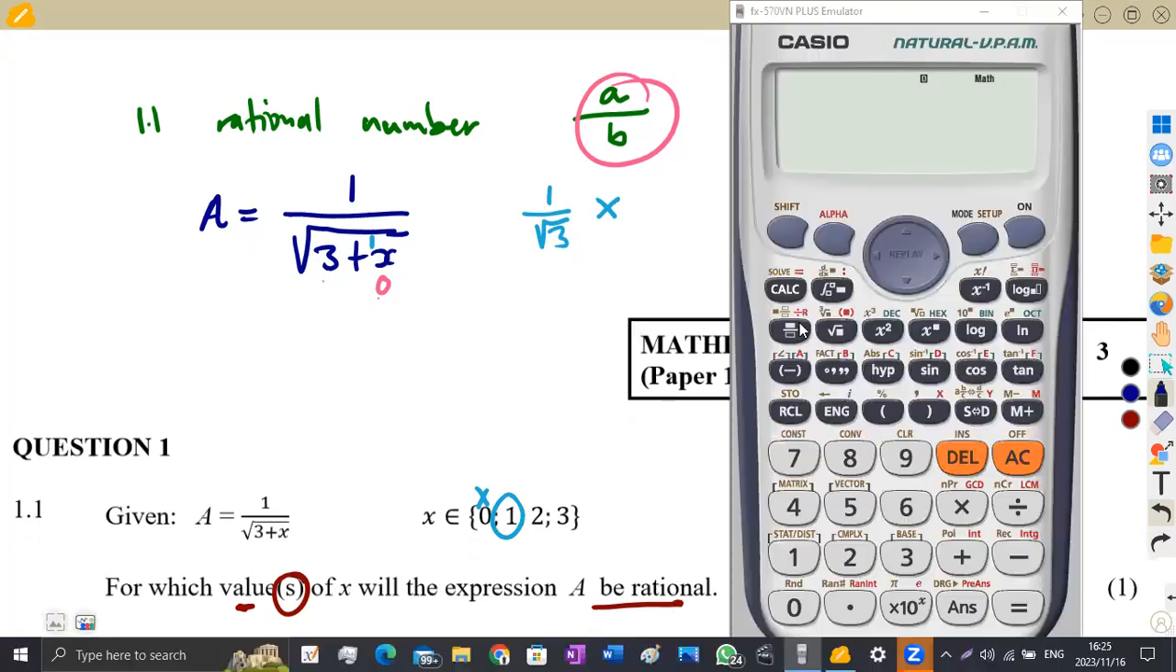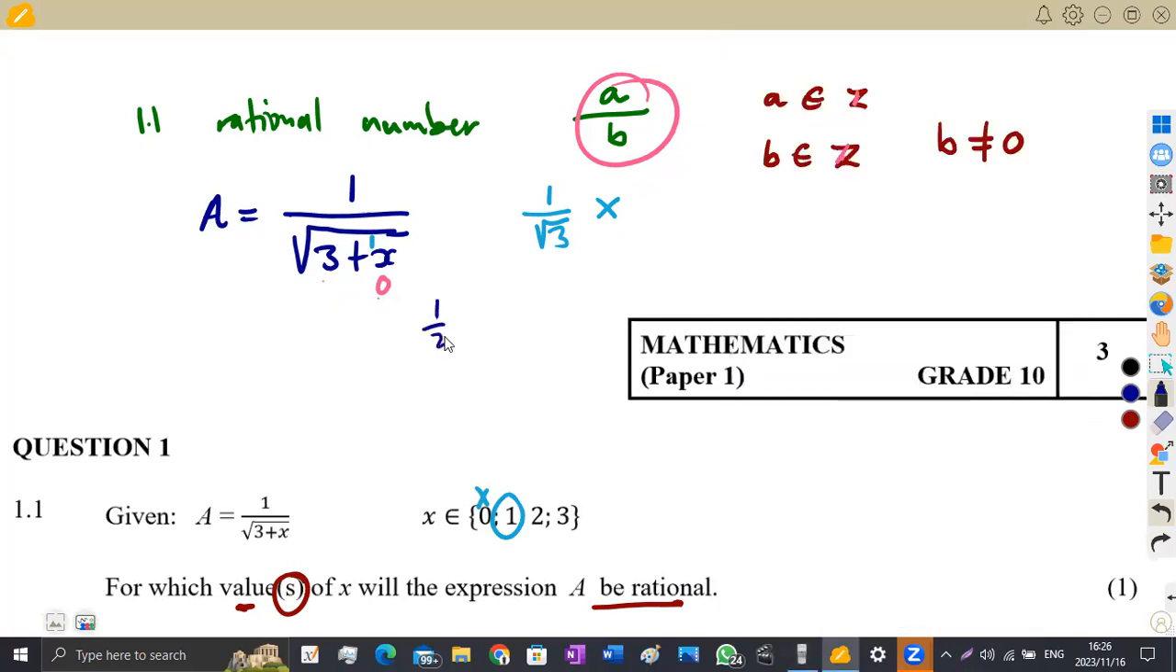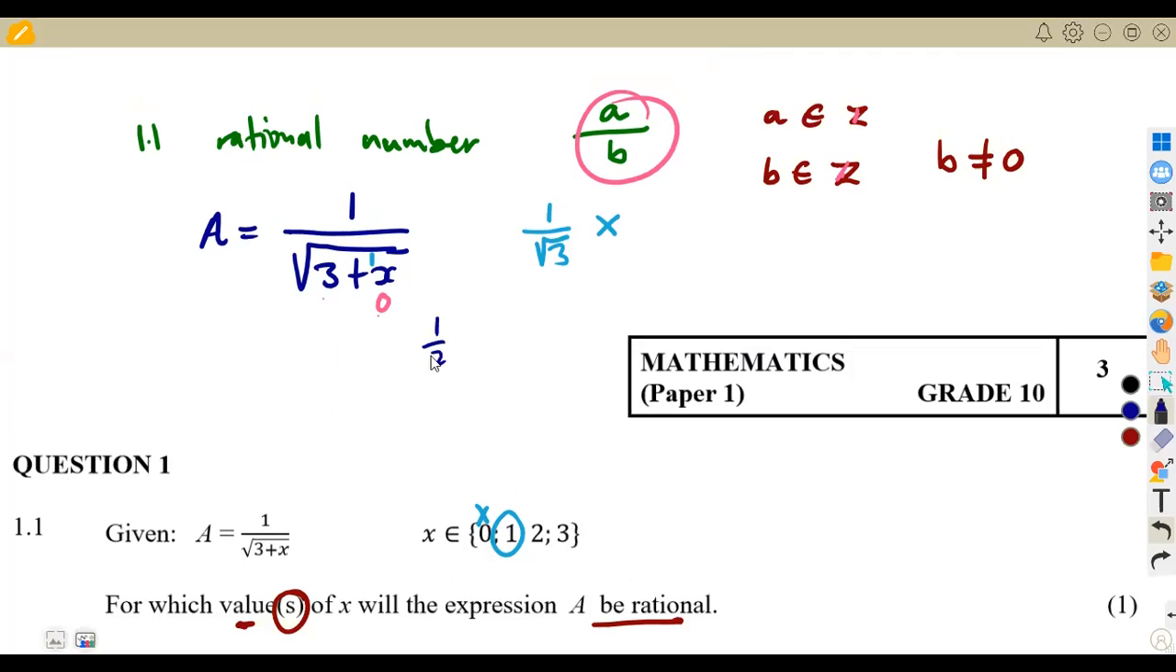You just put in your values. That is 3 plus 1, which is 4. And you're going to have 1 over the square root of 4 in this case, which is giving us 1 over 2. So as we can see, 1 over 2 is a rational number. This is a rational number since we are having the fraction A over B, in that case being whole numbers.